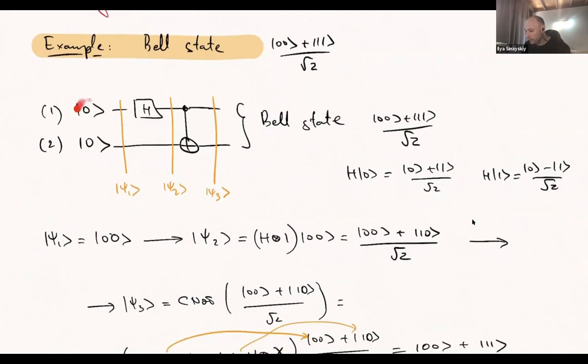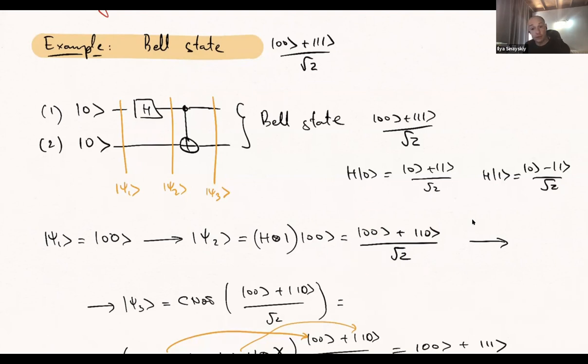Psi one: here nothing happens, so we start with 0, 0. Psi two: it's a Hadamard on the first, nothing on the second. What we have is 0 plus. So Hadamard acting on 0 gives 0 plus 1 over square root of 2. And if it acts on 1, it's 0 minus 1 over square root of 2. Okay, so we get 0 plus 1 over square root of 2, and the second one doesn't change. The second qubit is 0 and 0.